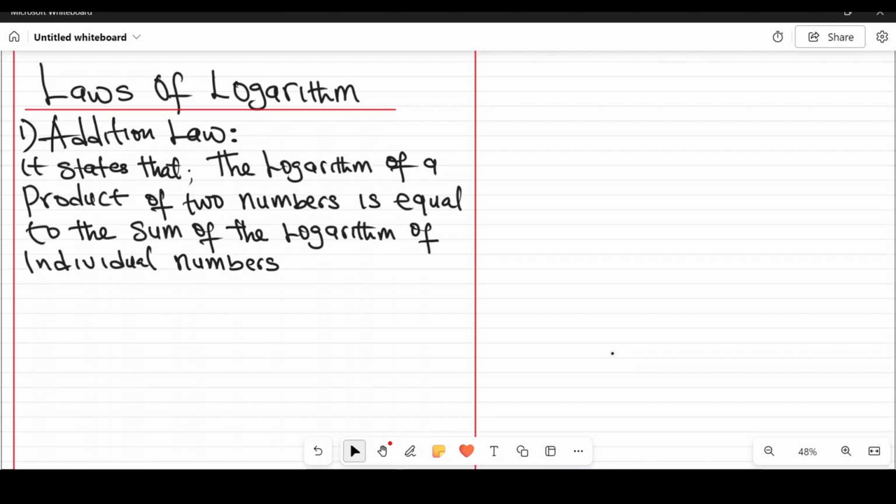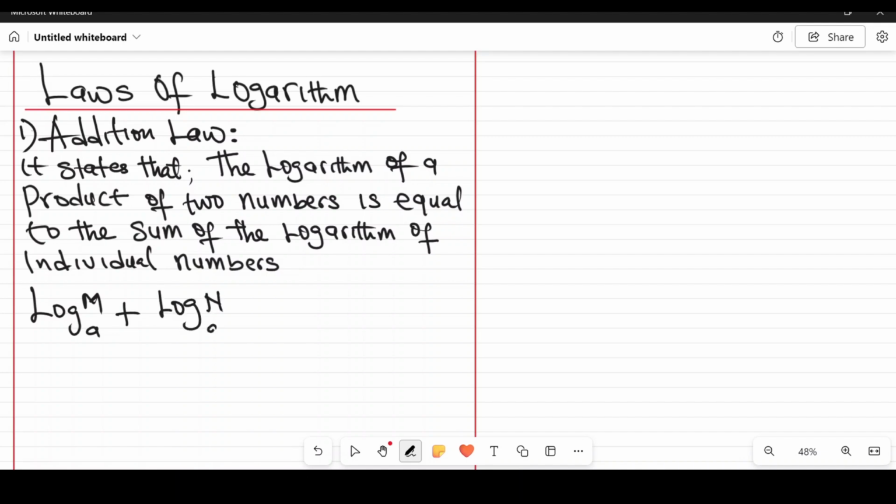The first law we have is known as the addition law. The law states that the logarithm of the product of two numbers is equal to the sum of the logarithms of the individual numbers. This means that if we have log m to base a plus log n to base a, from our addition law this will be equal to the log of the product of the two numbers, log of m times n to base a. This is known as the addition law of logarithm.